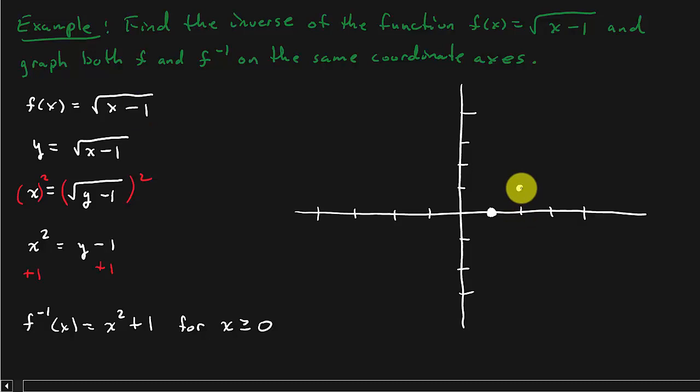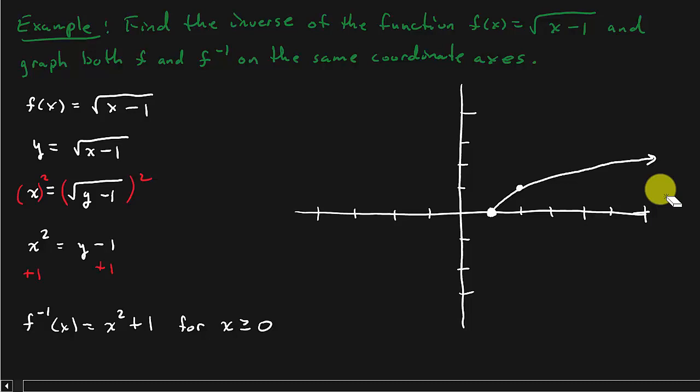And then I would plug in, say, 5. 5 minus 1 is 4. Square root of 4 is 2. So that would give you something up here like that. But this graph looks something like this. Okay, I'm just sketching it.